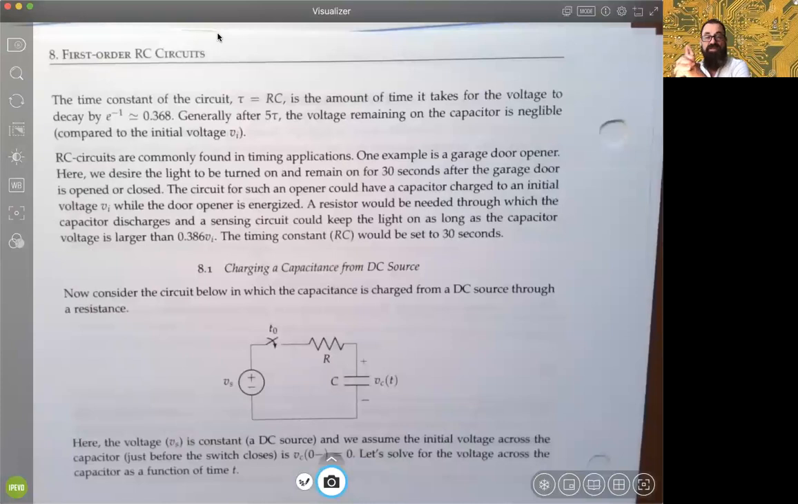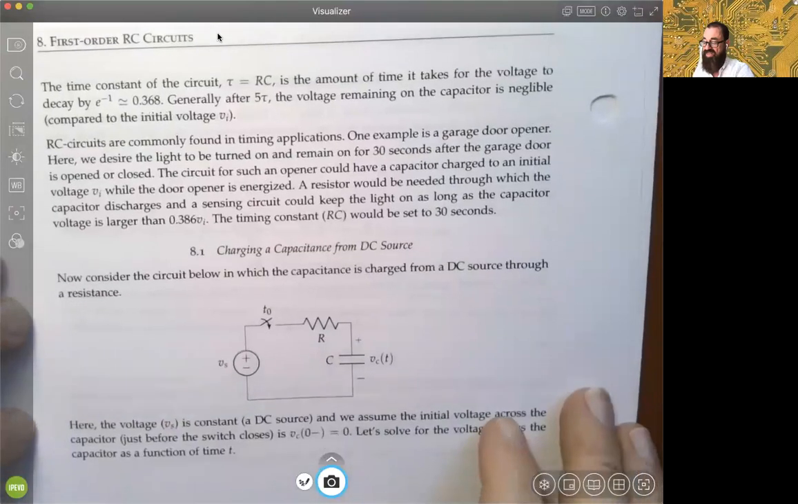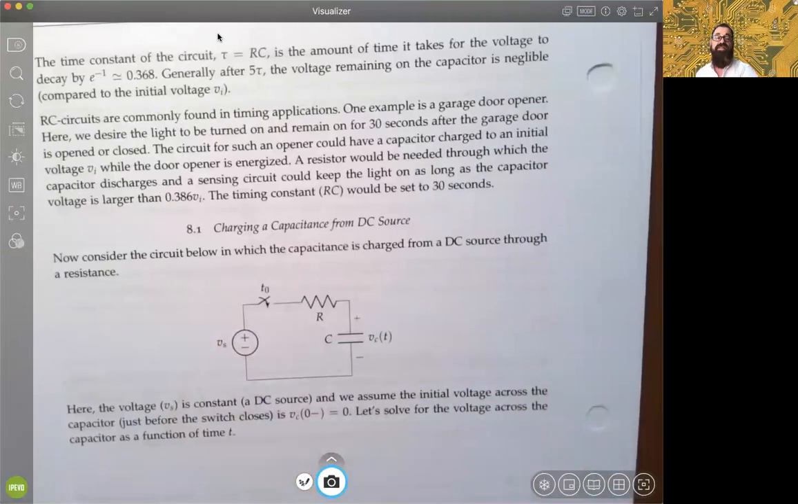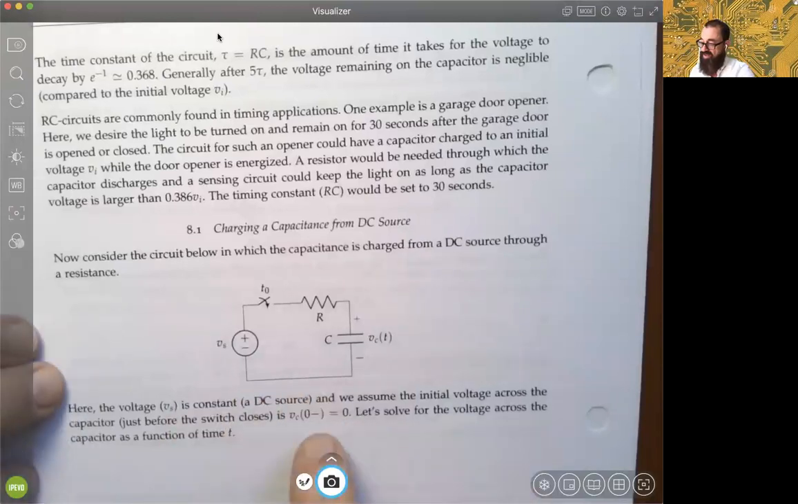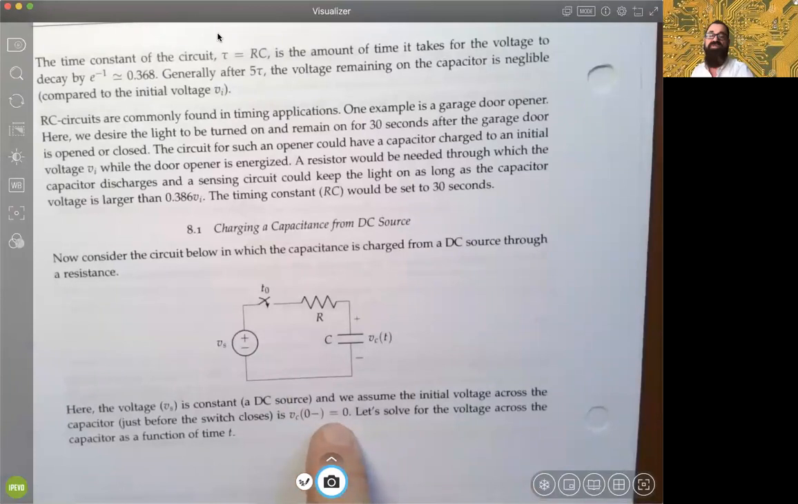Now, in the presence of a source, though, that was illustrated without a source. Now, if we look at section 8.1 or on page 96, suppose you have a voltage source here, an independent voltage source, and we're going to specifically assume it's a DC source, so the voltage is constant, okay? And we'll assume the initial voltage across the capacitor just before the switch closes. Right before the switch closes, we sometimes use this notation: 0 minus, just instantaneously before you close it. 0 plus would be just instantaneously after you close it.